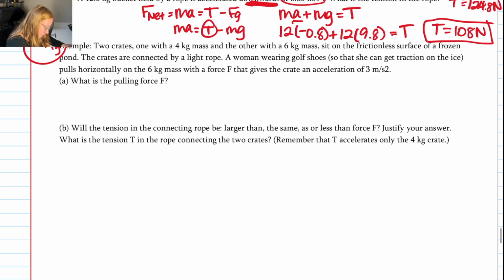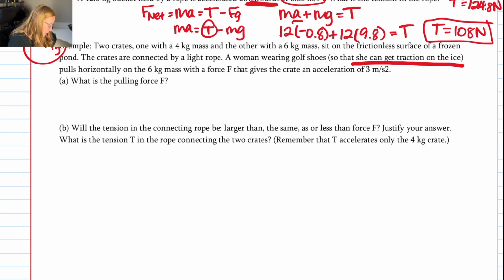Okay, let's try a more difficult example. It says two crates, one with a 4 kilogram mass and the other with a 6 kilogram mass, sit on a frictionless surface, so we don't need to consider friction. The crates are connected by a light rope and a woman wearing golf shoes. And that's just so she can get traction on the ice. Since it's frictionless, if she didn't have some sort of grippable shoes on, then she would just start slipping on the ice. So that's all that was for.